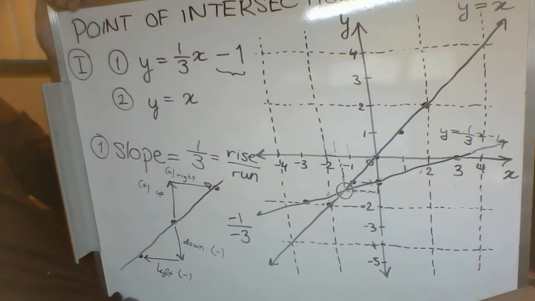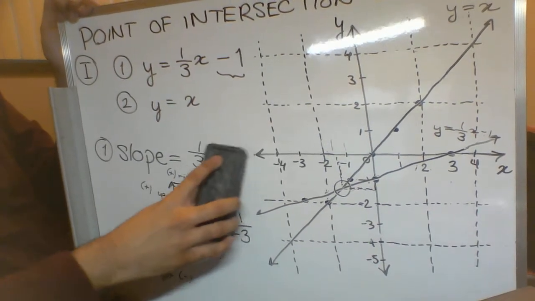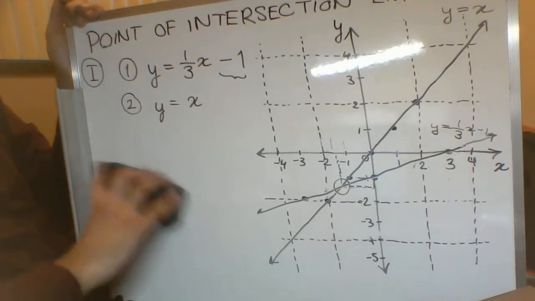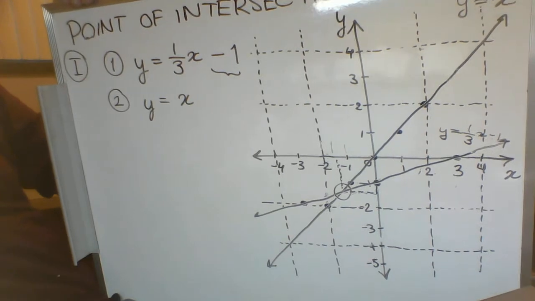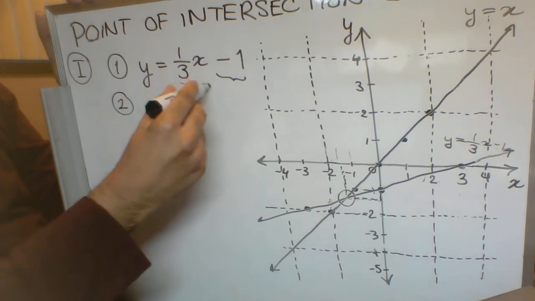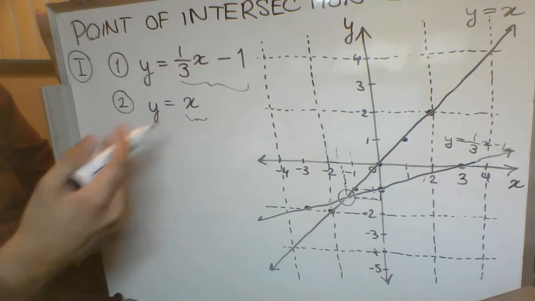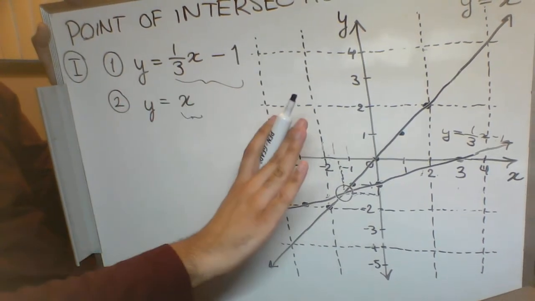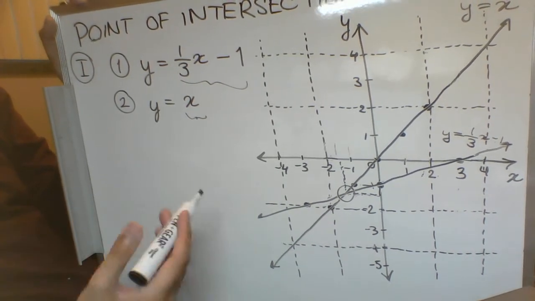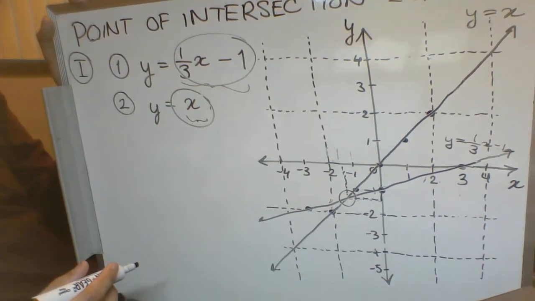So, to find the point of intersection, the first thing we do is equate those two equations. We take the stuff on the right-hand side of the equations and say they're equal to each other. The reasoning is that in the first equation all of this stuff is equal to y, and in the second one, it's just an x, but the stuff on the right-hand side is equal to y.